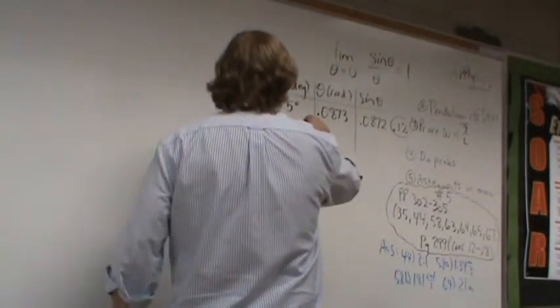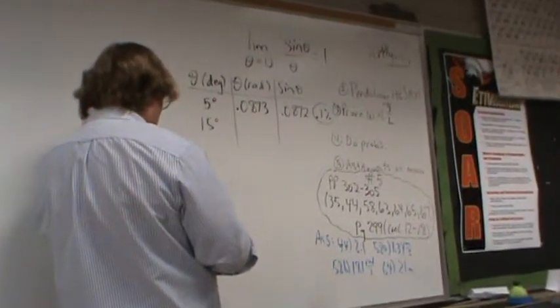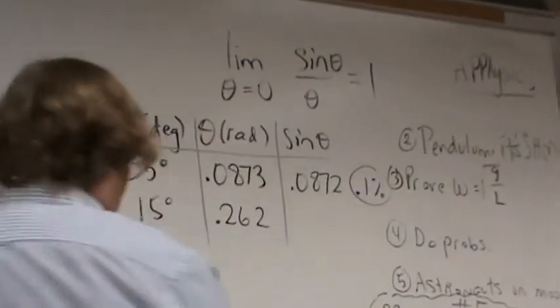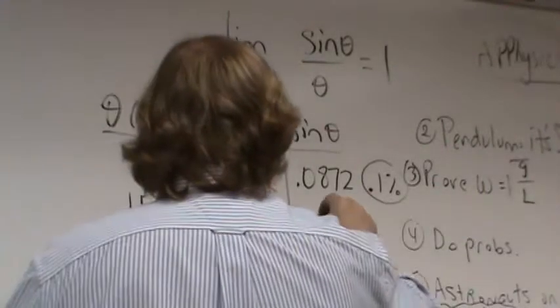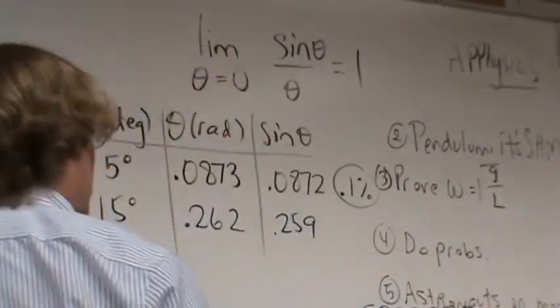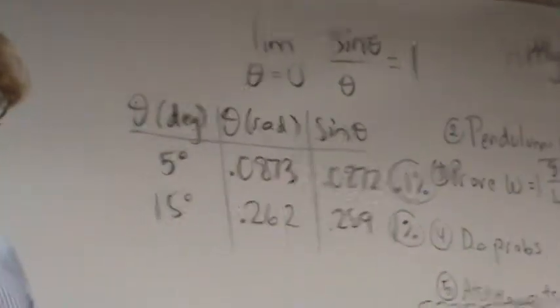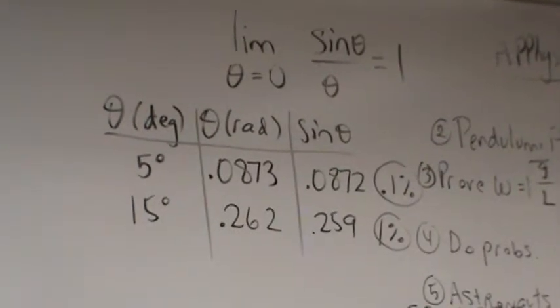Or how about 15 degrees? This would be 0.262 radians. And the sine of it is 0.259. So again, this is approximately 1% error. Okay? 3 parts out of 260.